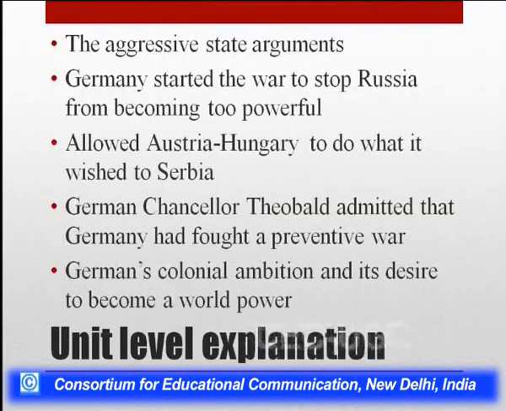The second biggest factor was unit level analysis. Here we try to understand how the state started playing a very important role in leading to World War I. Here what we witnessed was the aggressive state argument: Germany started war to stop Russia from becoming too powerful, and allowed Austria-Hungary to do what it wished to Serbia. German Chancellor Theobald admitted that Germany had fought a preventive war, driven by German colonial ambitions and the desire to become a world power.